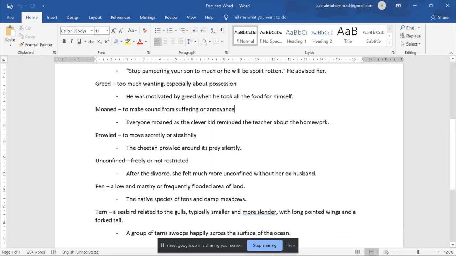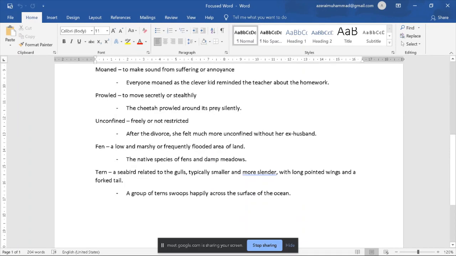For the next word, moan, to make sound from suffering or annoyance. Everyone moaned as the clever kid reminded the teacher about the homework. For the next word, prowl, to move secretly or stealthily. The cheetah prowled around its prey silently.